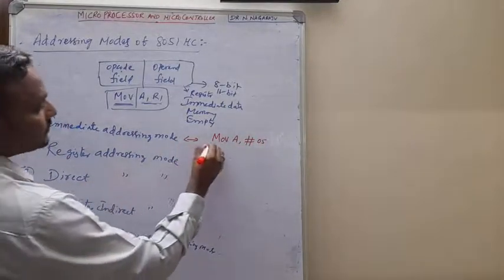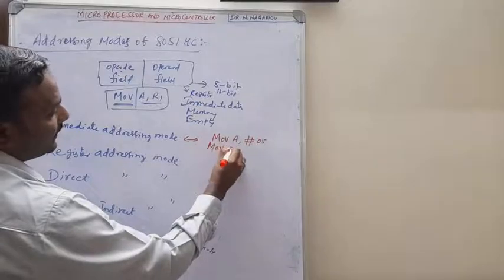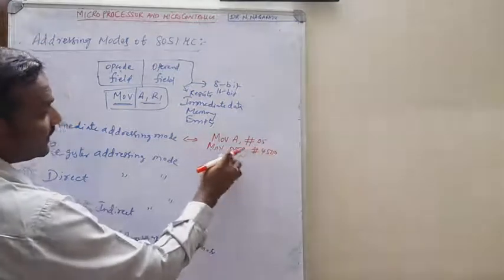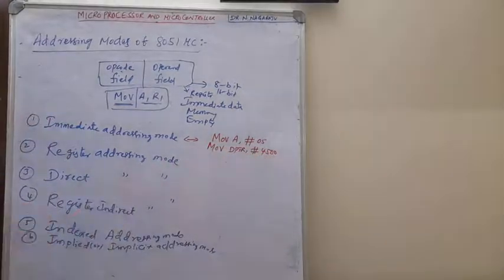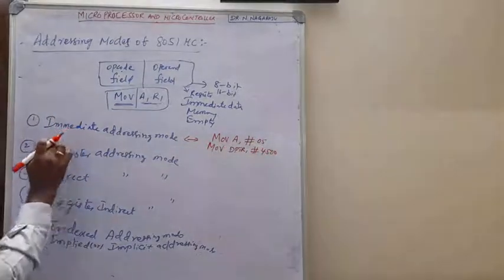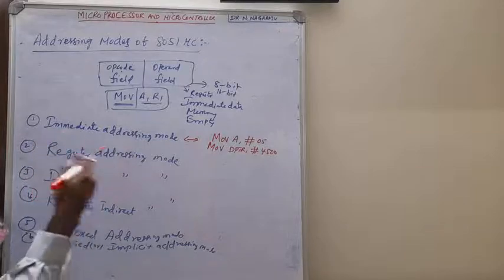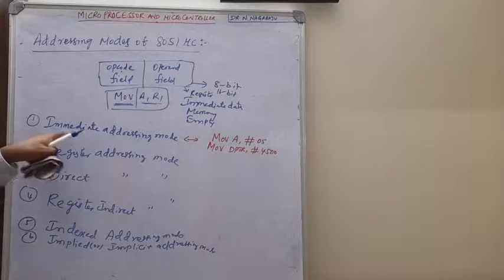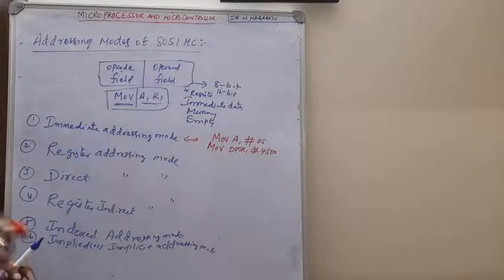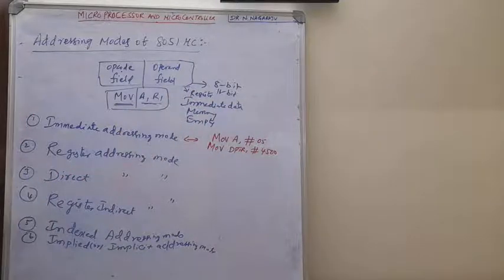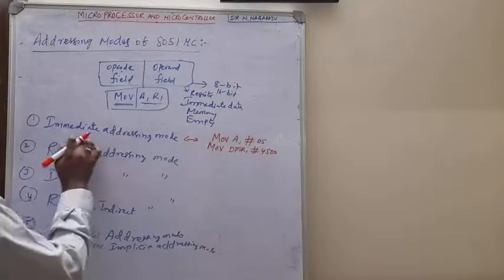Or otherwise, MOV DPTR, #4500, that is, the data pointer is initialized with this number. That is an immediate number. In MOV A, #, the hash indicates immediate data, so you have to remember this. Using this example, here in immediate addressing mode the immediate data is given directly in the instruction. Example, MOV A, #05. That's why this type of addressing mode is called immediate addressing mode.